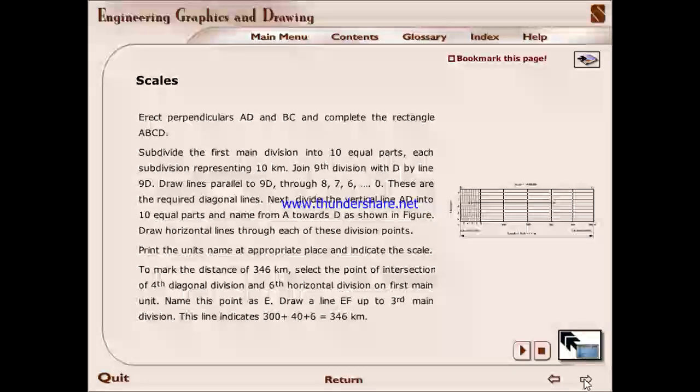Draw a line EF up to the 3rd main division. This line indicates 300 plus 40 plus 6, which is equal to 346 kilometers.